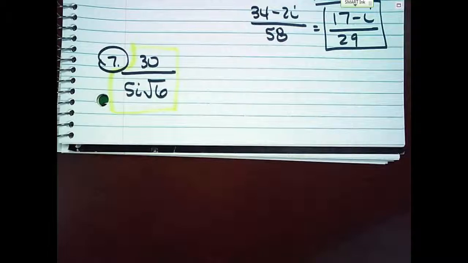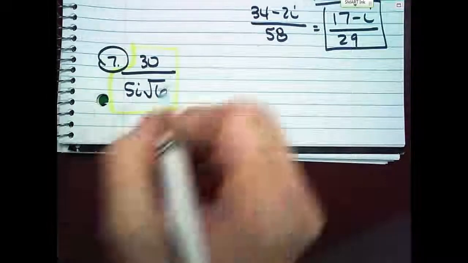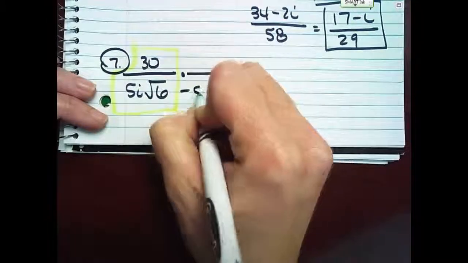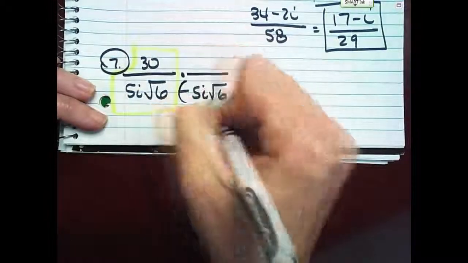I know, right? So we're going to multiply by the conjugate because think about it. If I multiply by root 6, it's going to get rid of this. If I multiply by i, it's going to get rid of this. Do you see how the conjugate will work? Because root 6 times root 6 is how much? Be careful. How much? 6. So it's going to drop the radical. So multiply by its conjugate, negative 5i root 6.